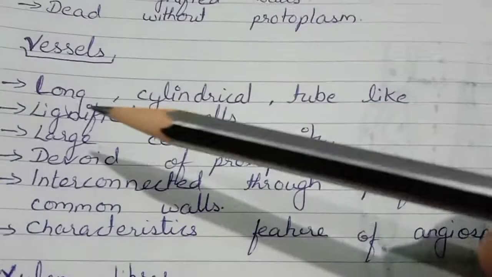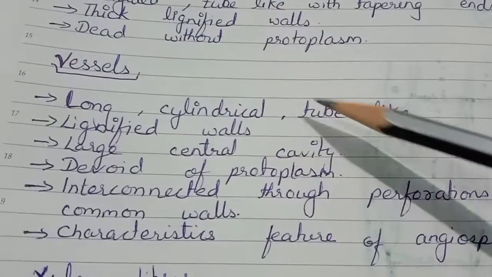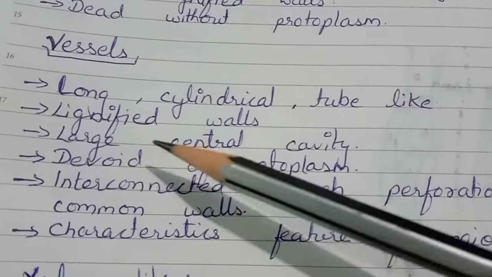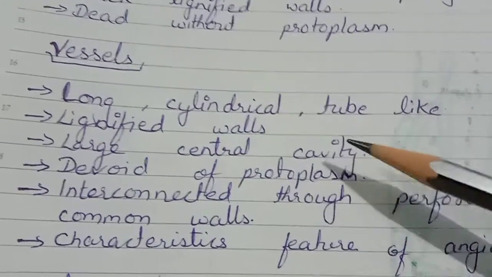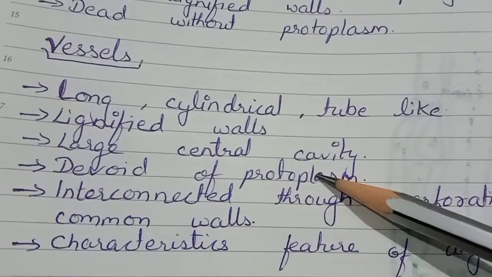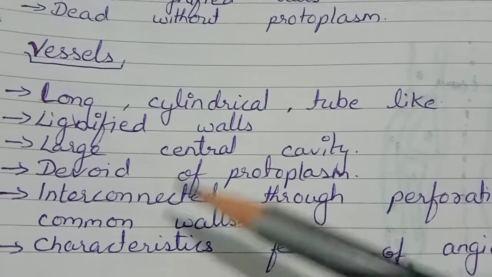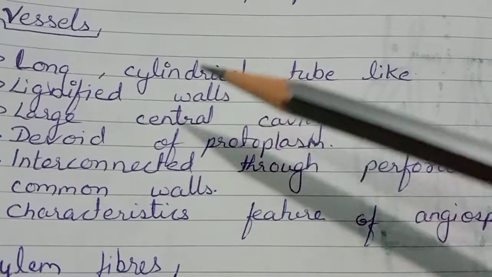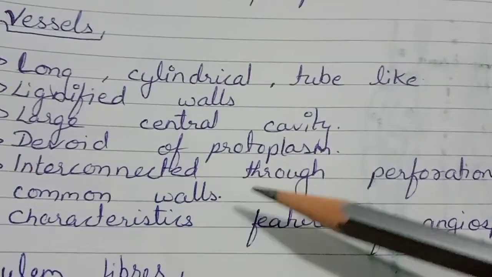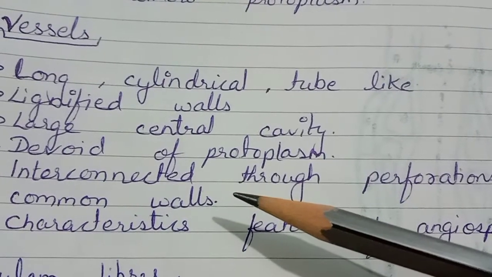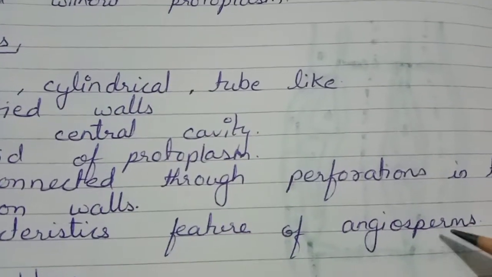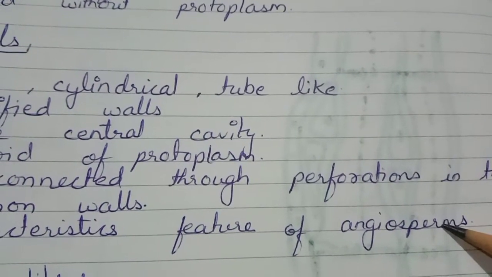Now vessels. Vessels are long, cylindrical, tube-like, having lignified walls like that of tracheids. It has a large central cavity and it is also devoid of protoplasm. That means it is dead, right? Now what is the specialty of vessels? They are interconnected through perforations in their common wall. That means when two vessels are there, in between the vessels there are perforations, and vessels are the characteristic feature of angiosperms, the flowering plants which you see nowadays.